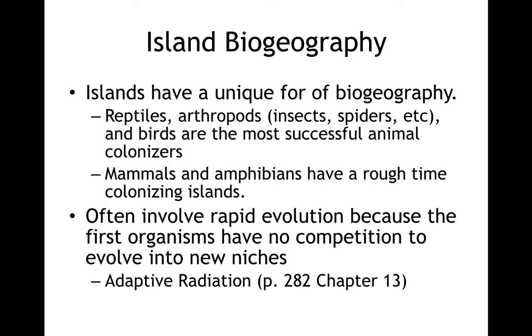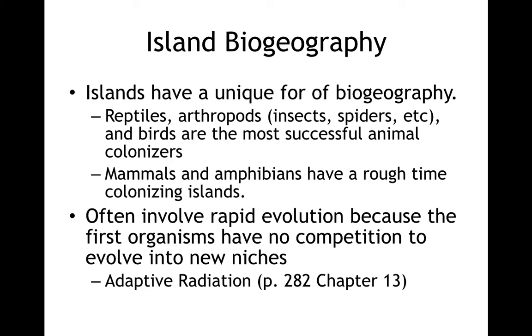Mammals and amphibians have a rough time. Mammals require too much energy, too much food, and too much water. Mammals caught at sea have a tough time with it. Not that mammals don't make it to islands, but they generally make it to islands closer to continents, and they generally have a rougher time with it. And amphibians have a rough time too because they have thin skins, and the salt water damages their bodies quite easily.